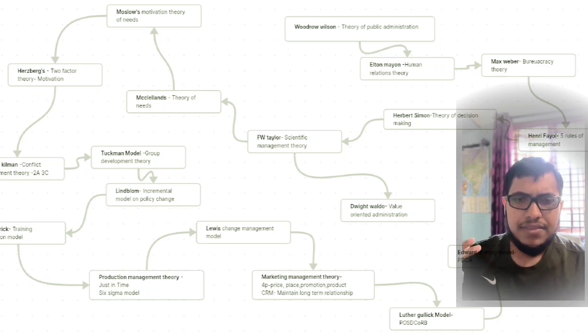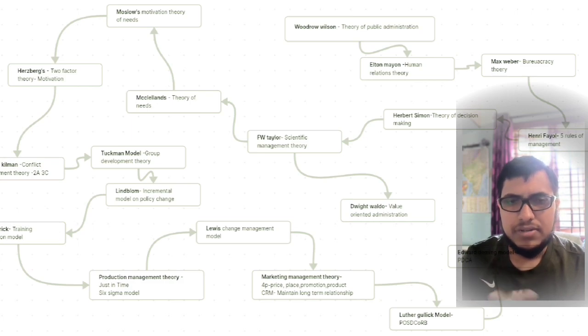And then the second theory related to conflict management by Mary Parker. She considered integration rather than competition for conflict management.